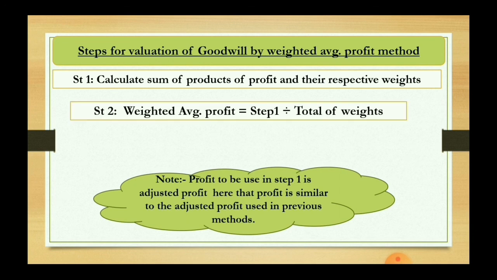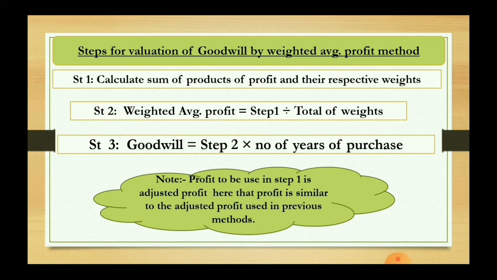Now step 2 is weighted average profit, which is computed by step 1 divided by the total of weights. It means the sum of the product of profit with their weights divided by the total of weights. Finally, step 3: once you get the weighted average profit, when we multiply it with the number of years of purchase, we will get goodwill.